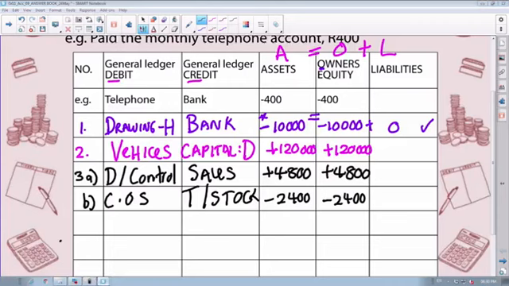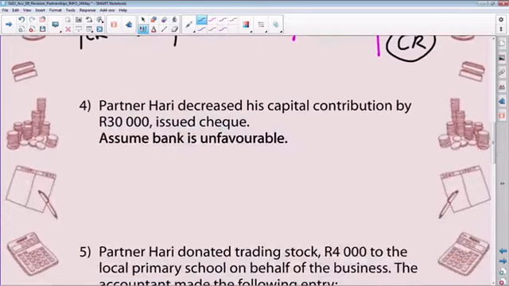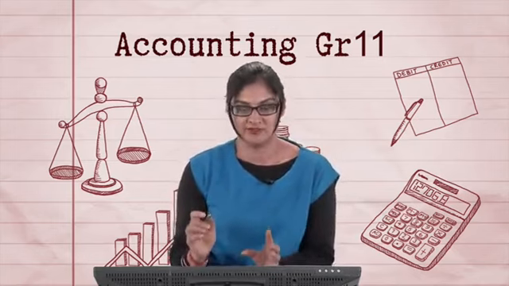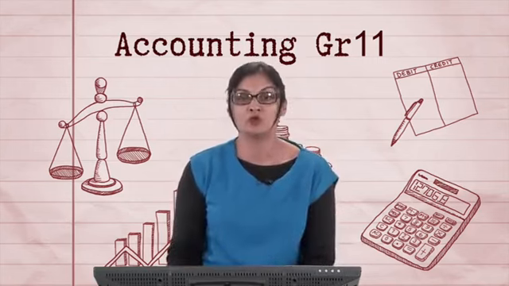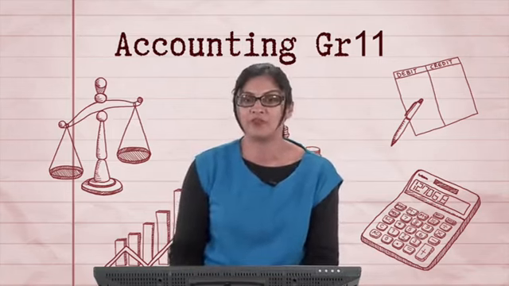Let's now move on to our next transaction. Okay, the fourth transaction. Right, we are told partner Hari decreased his capital contribution by 30,000, issued a check. Okay, so who issued a check? Obviously, it's the business. Partner Hari decreased his capital by 30,000, issued a check, and very, very important, assume bank is unfavorable. Okay, you guys got that. Bank balance is unfavorable. Right, I'm going to give you guys 2 minutes to identify the two accounts for me. And I want you guys to show me which account will be debited and which account will be credited. Okay. All right. So guys, 2 minutes for you to start working on transaction 4. Your time starts now.